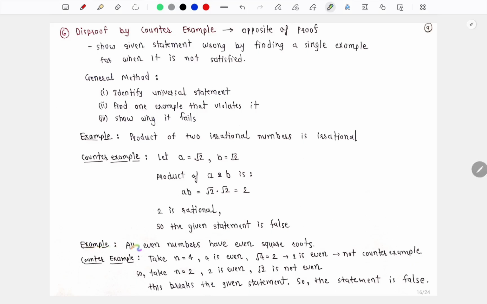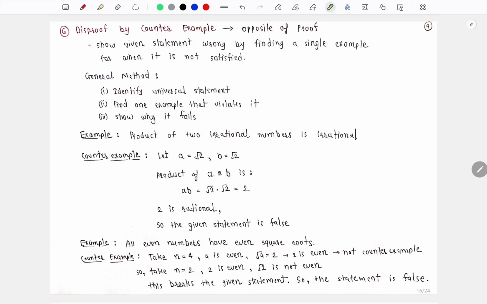Now let's see another example. All even numbers have even square root. All even numbers, for example 4, have even square root. Square root of 4 is 2. Is 2 even? Yes. If for all even numbers, so n is equal to 2, it is also even. What is the square root of 2? It is not even. As root 2 is not even, this breaks the given statement, so the statement is false.